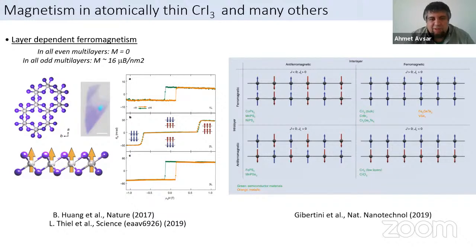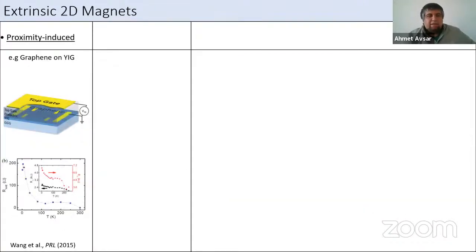And now we really have material systems which are layer dependent magnets, and they can have completely different magnetic orientation ordering depending on the material that we choose. Okay, and indeed these are not the only magnets that we have. The materials that I just showed you are intrinsic magnets.